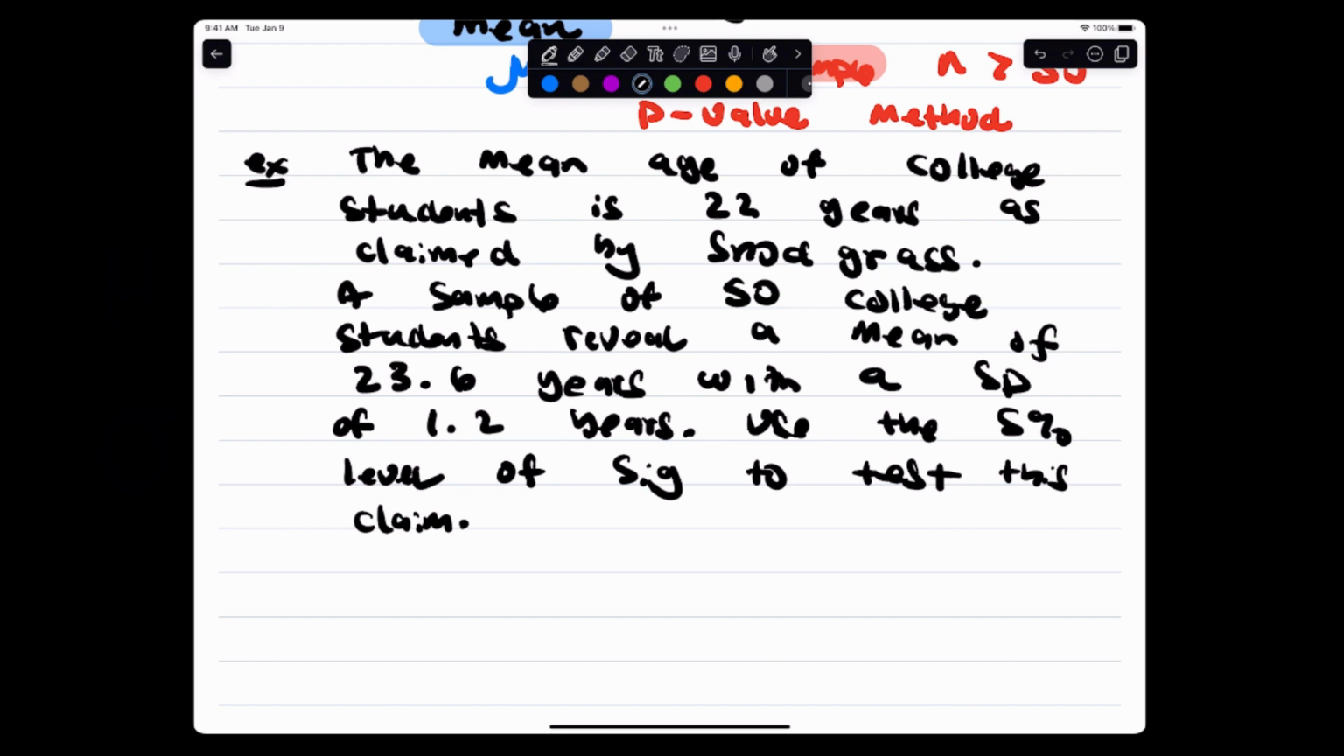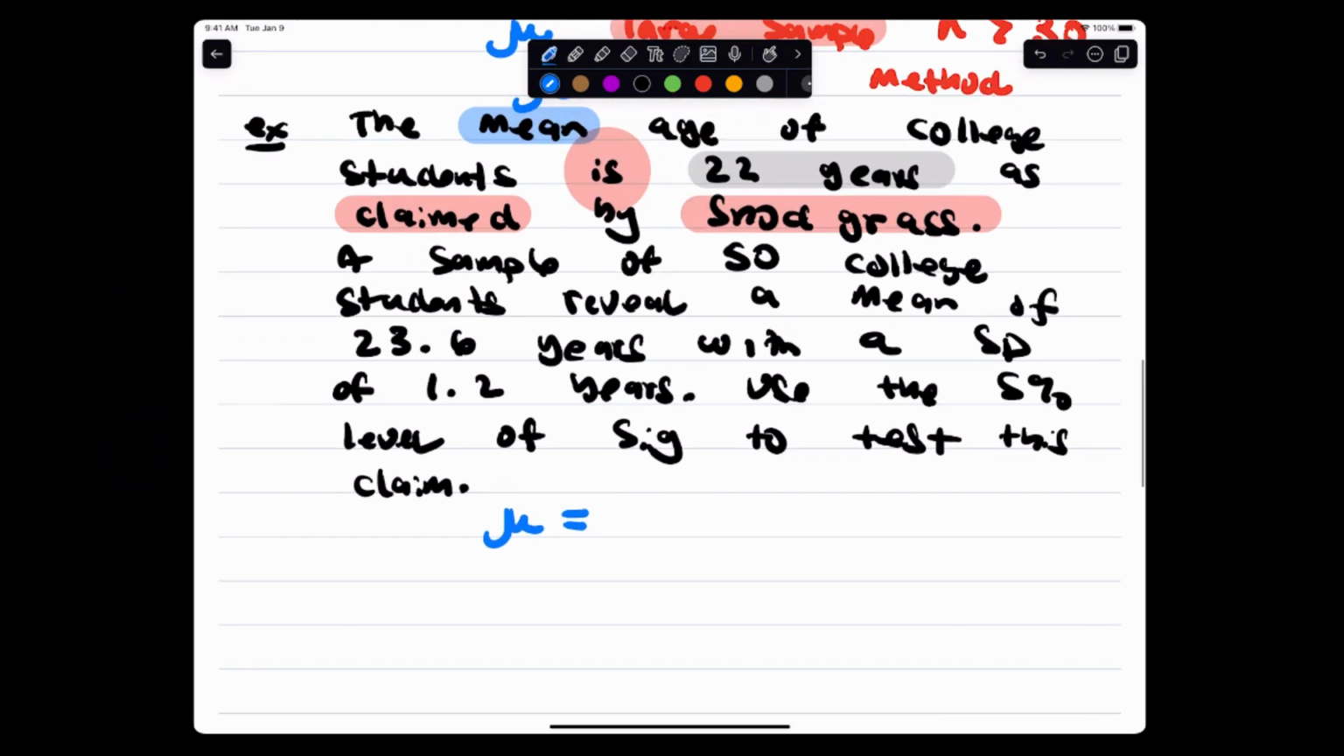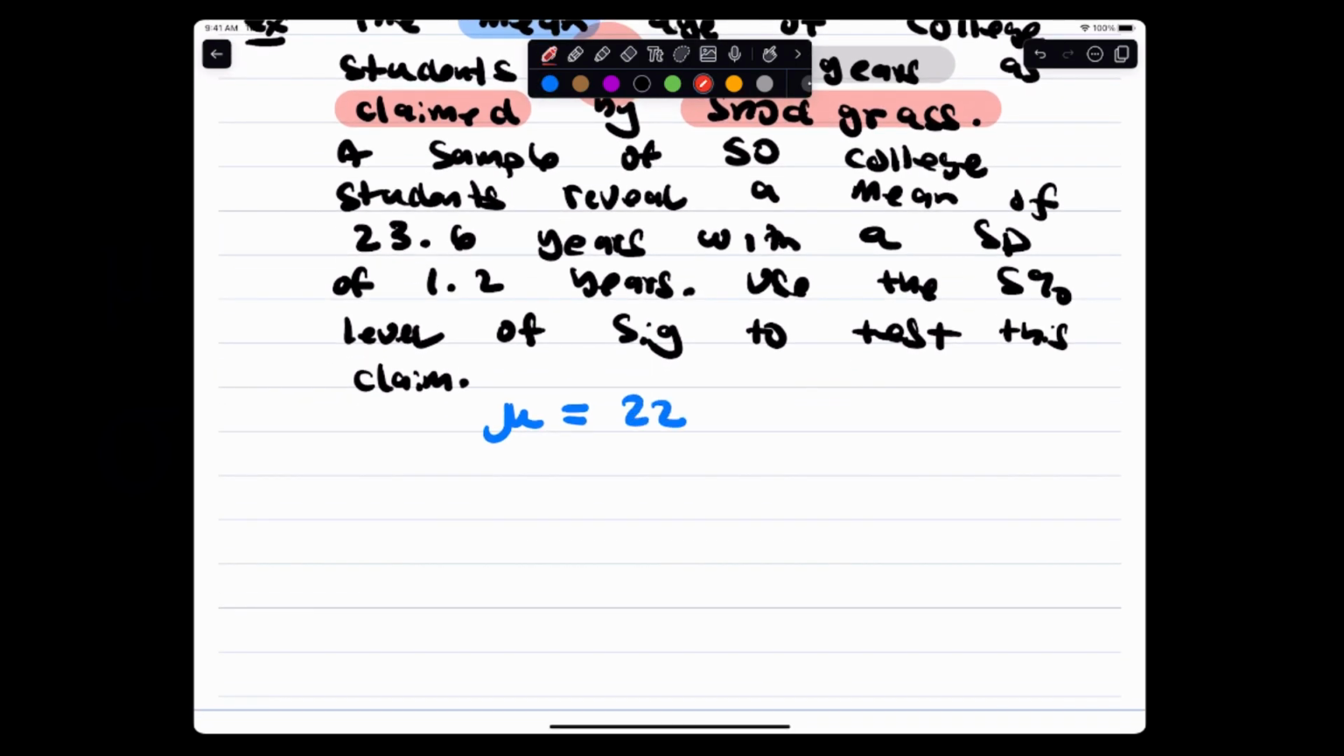Now let's go through this, ladies and gentlemen. Let's read this here. What does it say here? The mean. Okay, what parameter is the mean? That's mu. You see how this is different? Just change the parameter. It's a mean. And what are they saying? The mean age is 22 years. And that's going to be as claimed by who? Snodgrass. So I'm going to write that down. Mu is 22. And that is the claim.